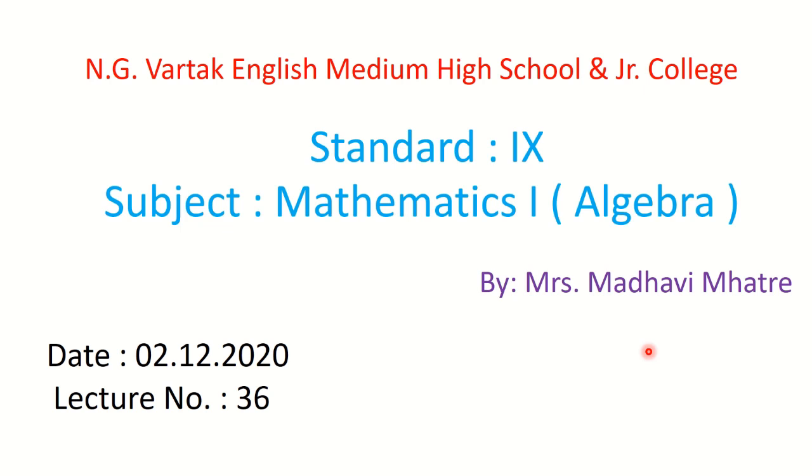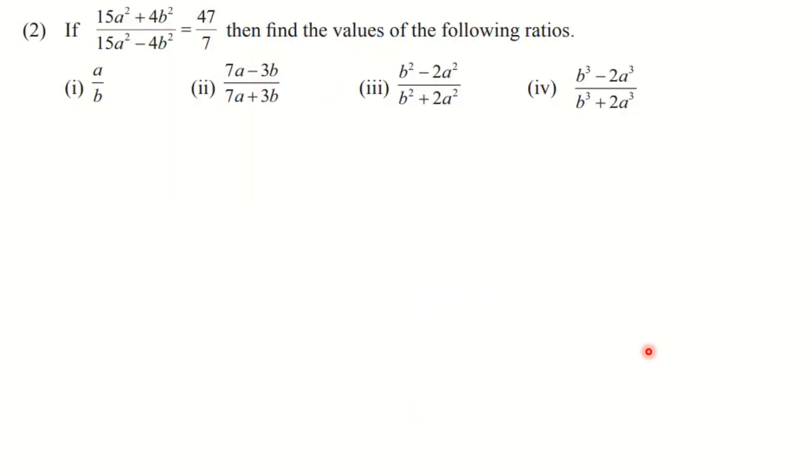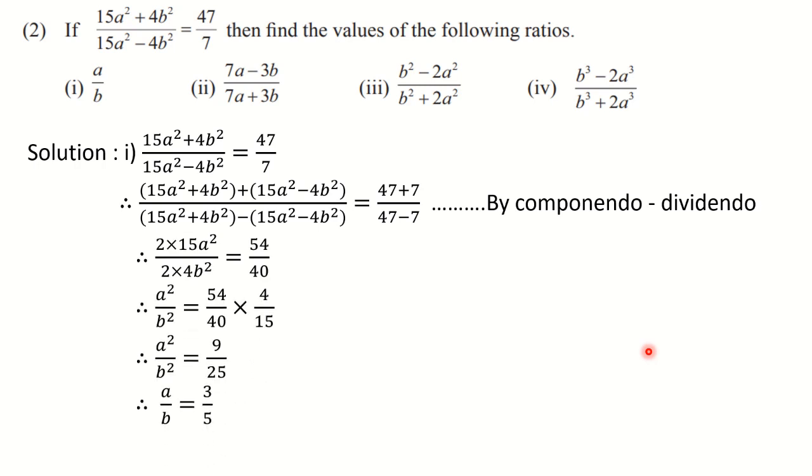In the previous lecture, we started with practice set 4.3 from chapter number 4, that is chapter Ratio and Proportion. From 4.3, the first question is completed, and from the second question, sub question number 1 is done. You can see sub question number 1 we have completed. You have copied down the value of a upon b as 3 upon 5. Now from this value of a upon b is equal to 3 upon 5, we have to find the remaining 3.